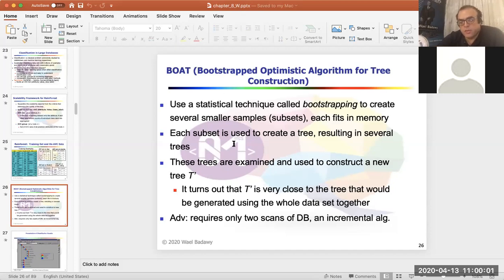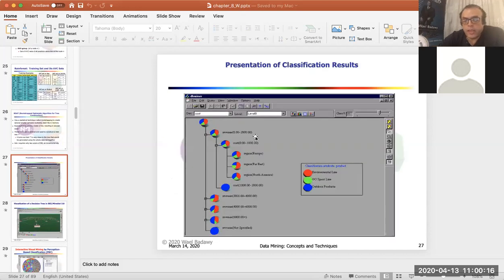The advantage of the bootstrap is that it requires only 2 scans of the database, and it's an incremental algorithm, which means that every time you have a new element, you don't need to re-examine the whole set. You can add them in one at a time. So here is a presentation of the bootstrapping.